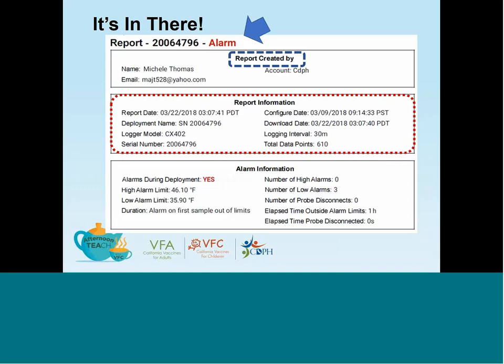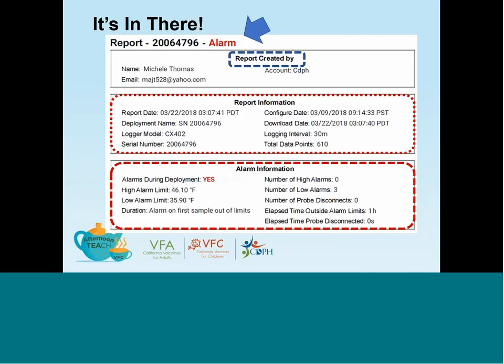When I go and look at the report information section, when I look to the left, I can see when this report was generated. It was generated on March 22nd of this year at approximately 3:07. I know the name and model of this particular data logger. When I look to the right, I can see when this data logger was originally configured, and when the data was downloaded. I can see that the logging interval is 30 minutes, which is what we recommend, and that during the time it was configured until the data was downloaded, there were about 610 data points collected.